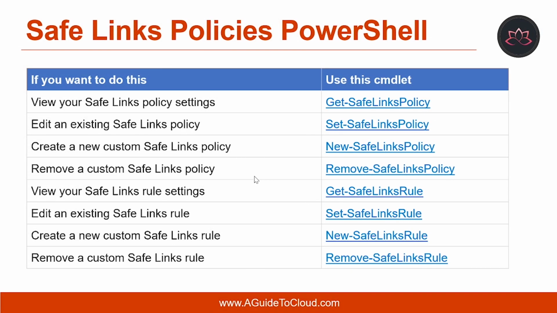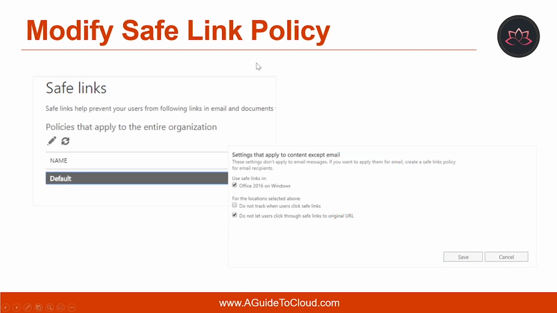Just like Safe Attachments, Windows PowerShell can be used to configure Safe Links rules and policies as well. This table shows the list of Exchange Online Protection cmdlets you can use to create and manage Safe Links rules and policies. For Safe Links, a rule defines the condition and the policy defines the action to take after the conditions are met. So how can you modify an existing policy?